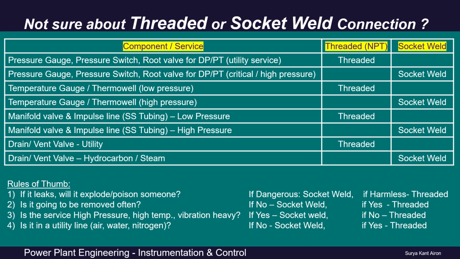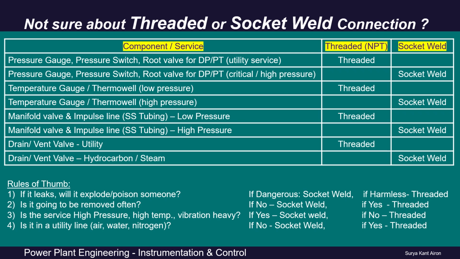Similarly, for manifold valves, impulse lines, basically SS tubing, in low pressure we can use threaded, and if it is high pressure, we have to use socket weld. Drains and vents for utility, which are not much critical, we can go with threaded. But if it is carrying hydrocarbon or steam, then socket weld is required.